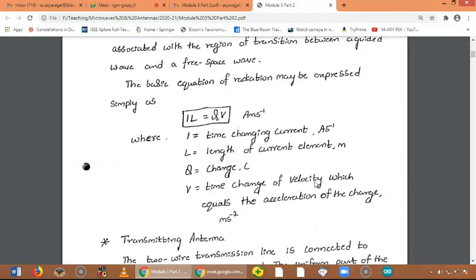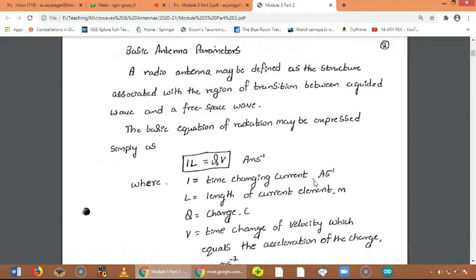I'll let you know what the basic equation is. A radio antenna can be defined as a structure associated with the region of transition between the guided wave and the free space wave. Guided wave is nothing but your transmission line. Free space is nothing but your space that we have discussed in the initial introduction.